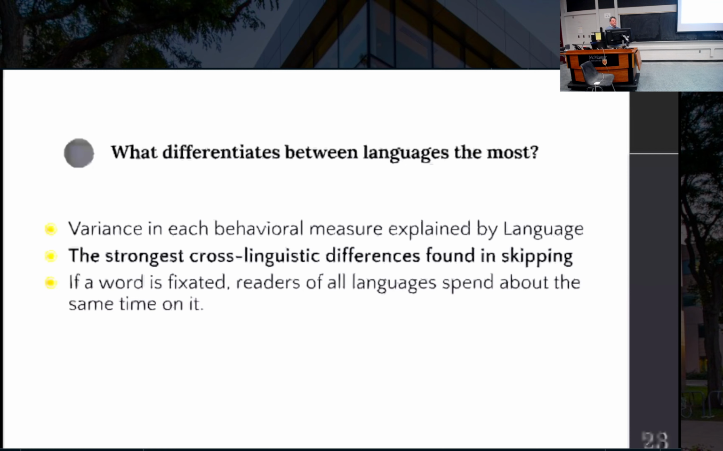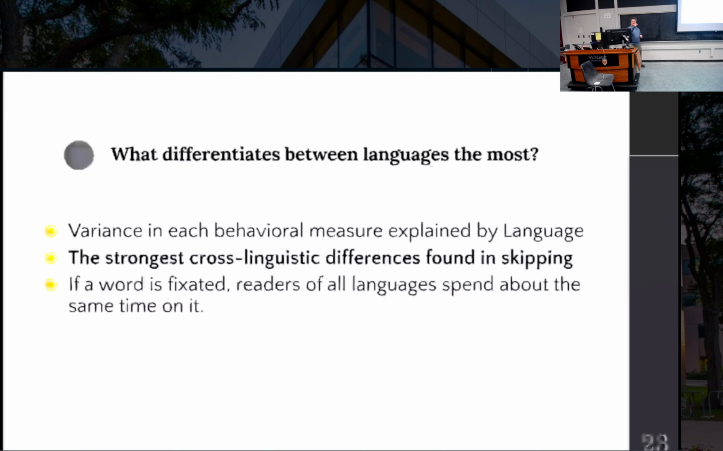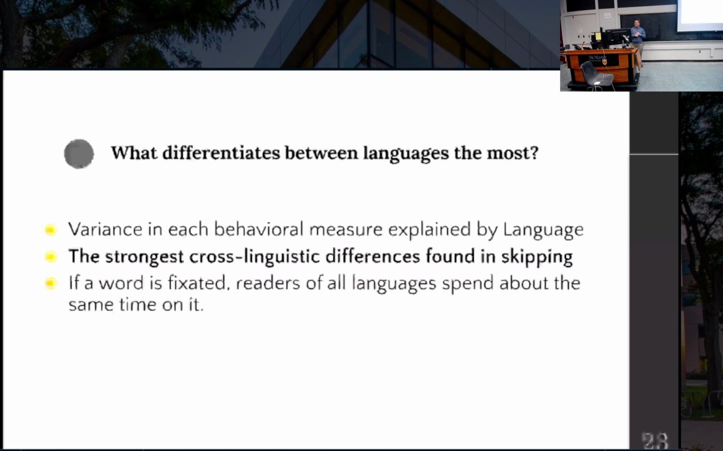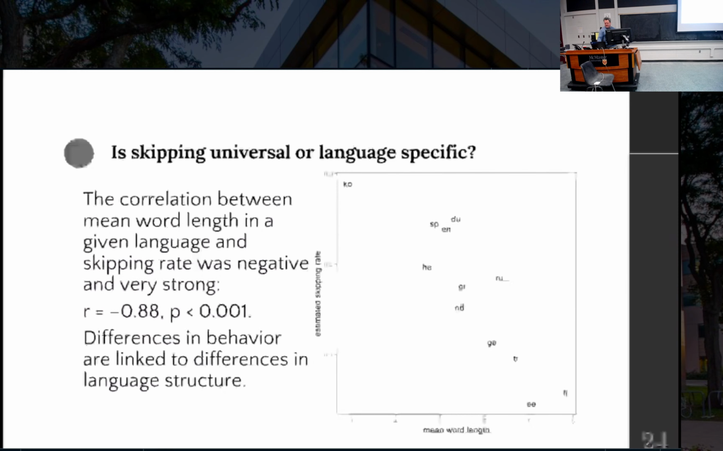If the word was fixated, interestingly, even though the languages were extremely different from one another, the fixation time was more or less the same, right? So the processes that are involved in word recognition are not particularly different across languages. It's whether we skip something or not. And one of the obvious culprits for this variability was word length, right?